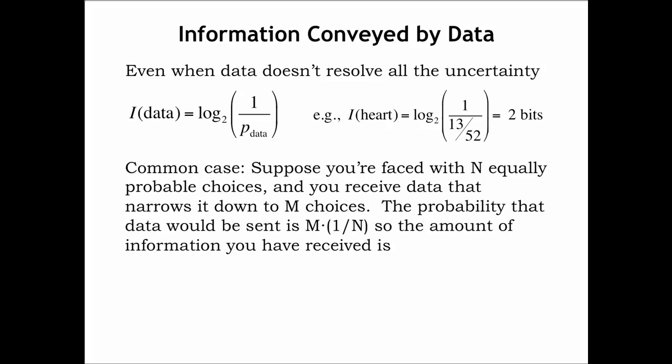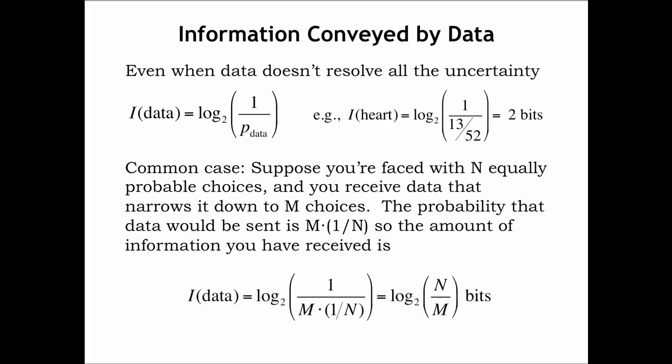We receive partial information about n equally probable choices, each choice having probability 1 over n, that narrows the number of choices down to m. The probability of receiving such information is m times 1 over n, so the information received is log base 2 of n over m bits. Let's look at some examples.